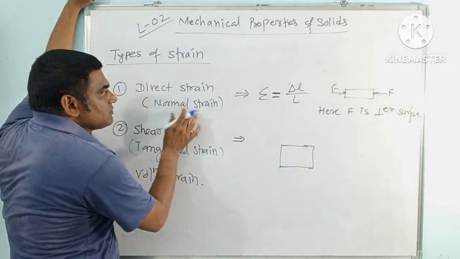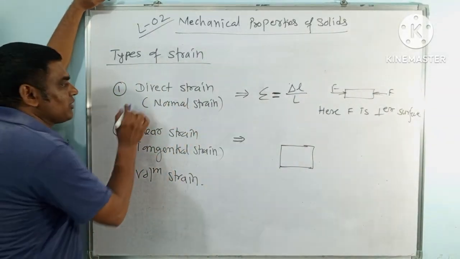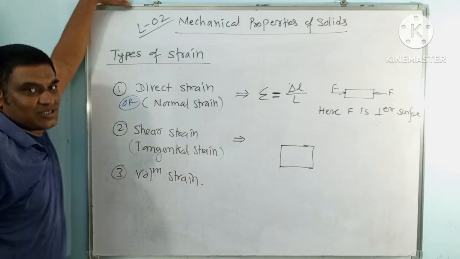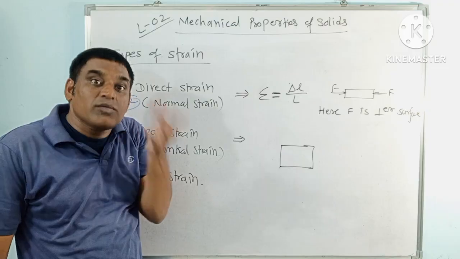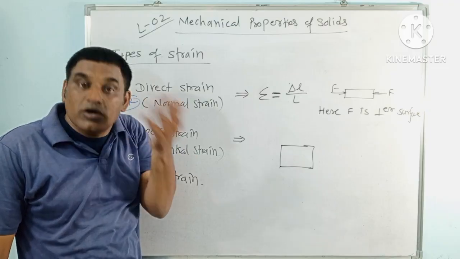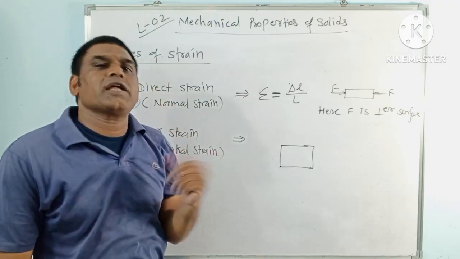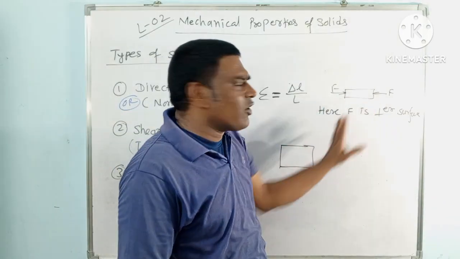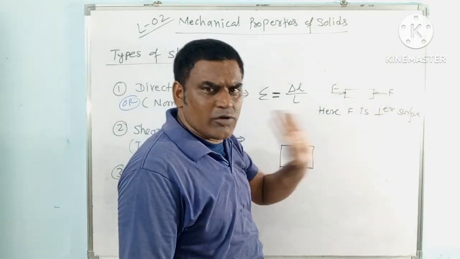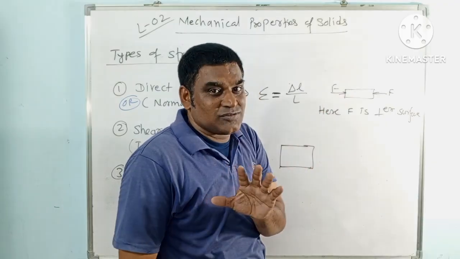Direct strain or normal strain. So direct strain, normal strain means what? Force acting on the body, and change occurs due to what type of force? Direct force. Direct force is perpendicular, such a kind of case. Tensile or compressive, whatever it may be, but it should be normal force.